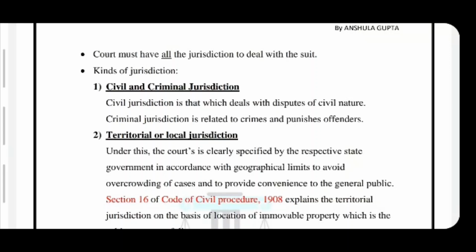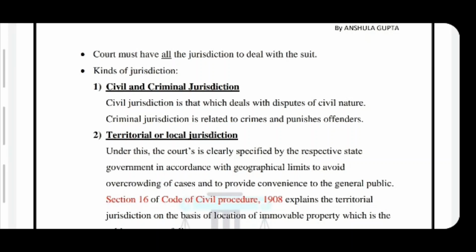Now, before a matter is adjudicated by a court, it is very important that the court has jurisdiction to entertain that matter. Otherwise, the decision given by the court for that matter would be declared null and void. So, for a matter to not be declared null and void, it is very necessary and important that the court has all the jurisdictions to deal with the suit. So, today we will study the kinds of jurisdiction.